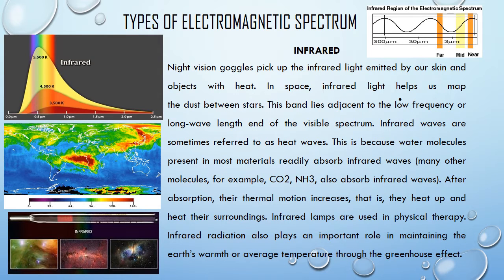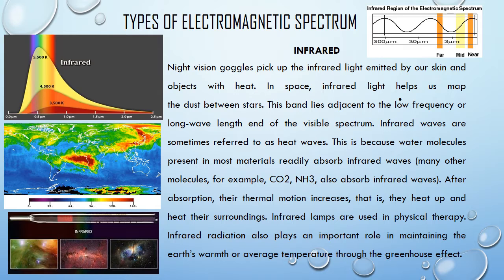Night vision goggles pick up the infrared light emitted by our skin and objects with heat. In space, infrared light helps us map the dust between stars. This band lies adjacent to the low frequency or long wavelength end of the visible spectrum. Infrared waves are sometimes referred to as heat waves. This is because water molecules present in most materials readily absorb infrared waves. Many other molecules, for example CO2 and NH3, also absorb infrared waves.